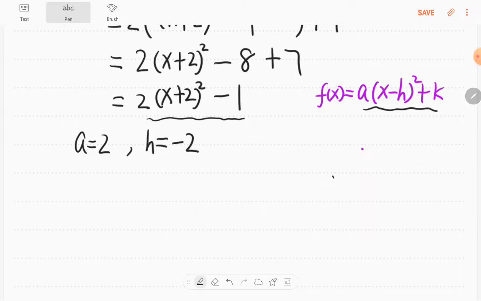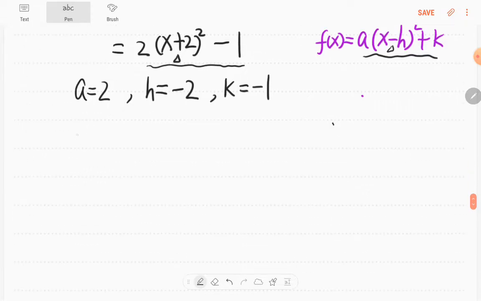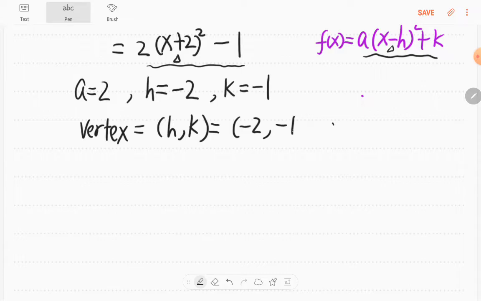So this is the very important thing. So here we have x minus h. But here is x plus 2. So h equals negative 2, right? And k is, so here is plus k. Here is minus 1. So it's plus negative 1. So k is negative 1. So what is the vertex? The vertex for this problem is (h, k), which is negative 2 and negative 1.